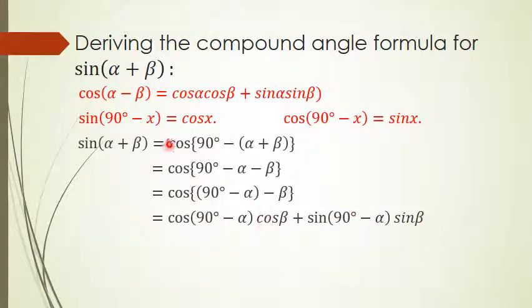Now at this point, that is where we need these relationships which we have indicated above. That cos 90 degrees minus x is equal to sine x. So here where there is cos 90 degrees minus alpha, we replace with sine alpha. So that's sine alpha cos beta. And here where we have sine 90 degrees minus alpha, we replace that with cos alpha. And that gives us the compound angle formula for sine alpha plus beta.